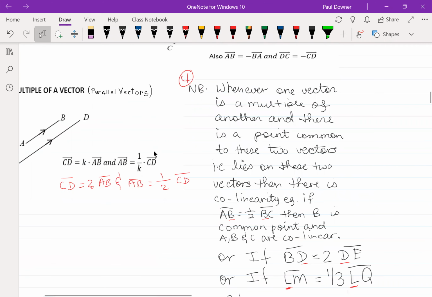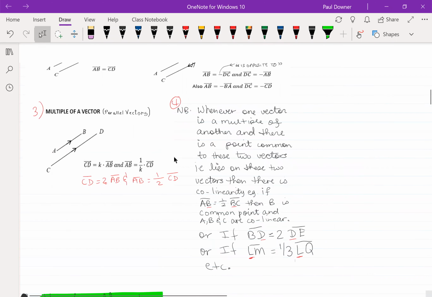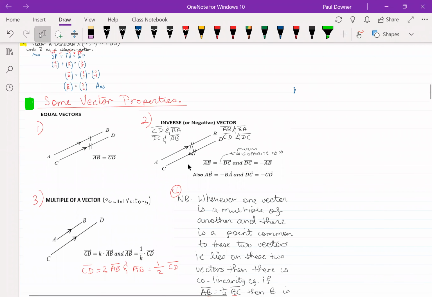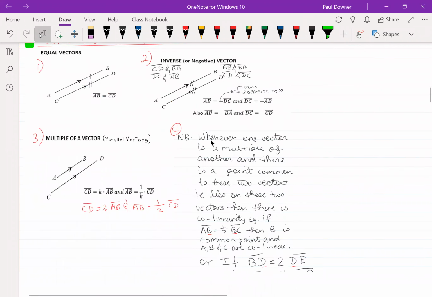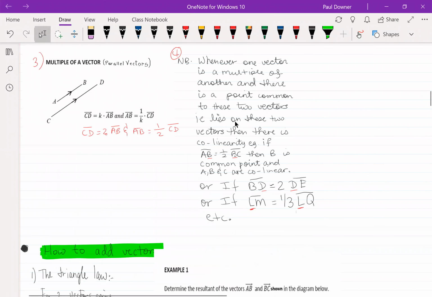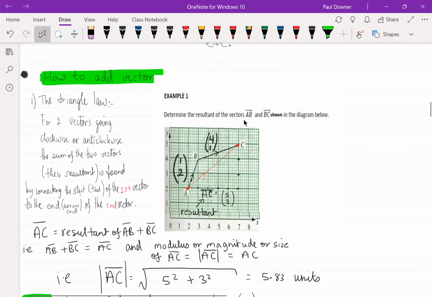So there are 4 properties that you need to be aware of. Property 1, 2, 3, and 4. 1 is equal vectors. 2 is inverse or negative vectors. 3 is multiple of a vector. And 4 deals with collinearity. That is points lying on the same line.